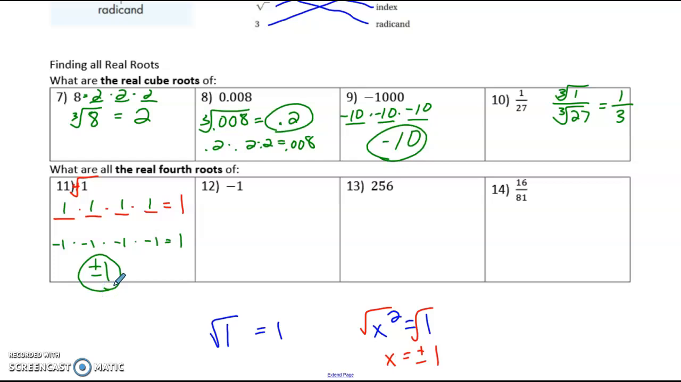Okay, what are the real fourth roots of -1? There are no real roots. Fourth root of -1. Okay, again, the fourth root is similar to the square root of a negative. All right, 256. So what number times itself 4 times is 256? So what is the fourth root of 256?